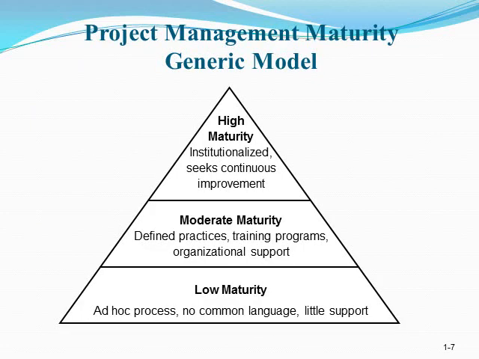In the project management maturity generic model, we will distinguish between 3 levels: the high maturity, the moderate, and the low one. So here the high maturity may focus on institutionalized, seek continuous improvement, whereas the moderate, we will define practices, we will conduct training programs, should have organizational support, and in the low maturity, we will be talking about the ad hoc processes, no common language, and we will have little support.